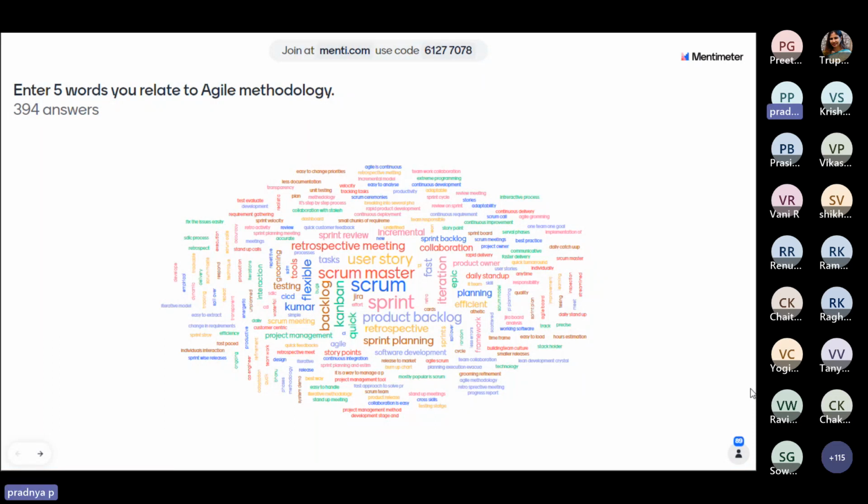So yes, agile scrum is the most popular methodology, as we know. Product backlog is what we develop. We have retrospective meetings, we have stories. We want to be flexible. I can see so many words, and most of these words are commonly what we are relating to when we are thinking about agile. So thanks for your participation. Let me go back to the slide deck.